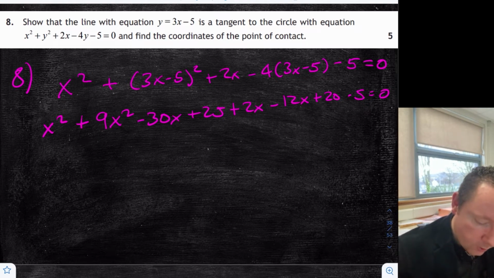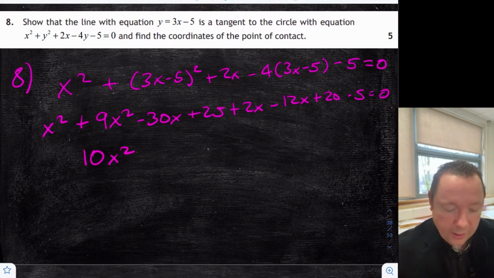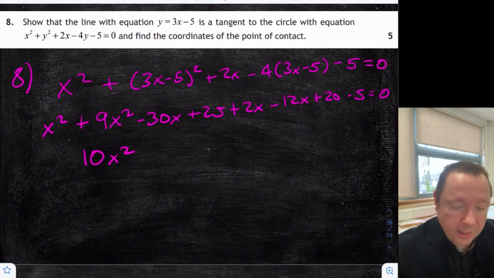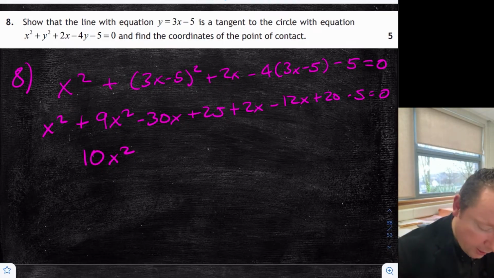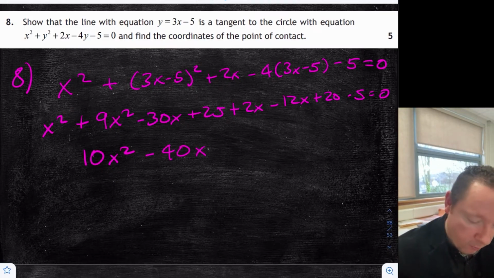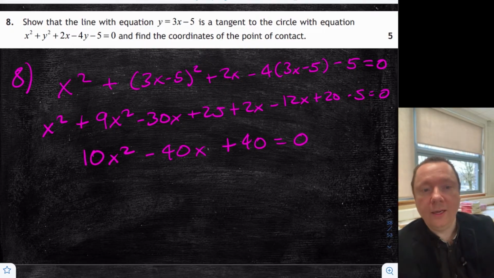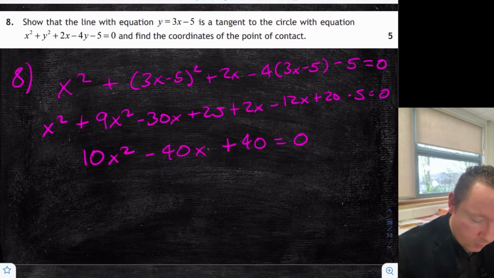So we've got x squared plus 9x squared is 10x squared. Minus 30x plus 2x is minus 28x. Minus 12x is minus 40x. And then we've got our number part, 25 plus 20 is 45 minus 5 is 40. And we know that that equals 0. So we can solve that by taking 10 out as a common factor to get x squared minus 4x plus 4 equals 0. And then let's solve it.